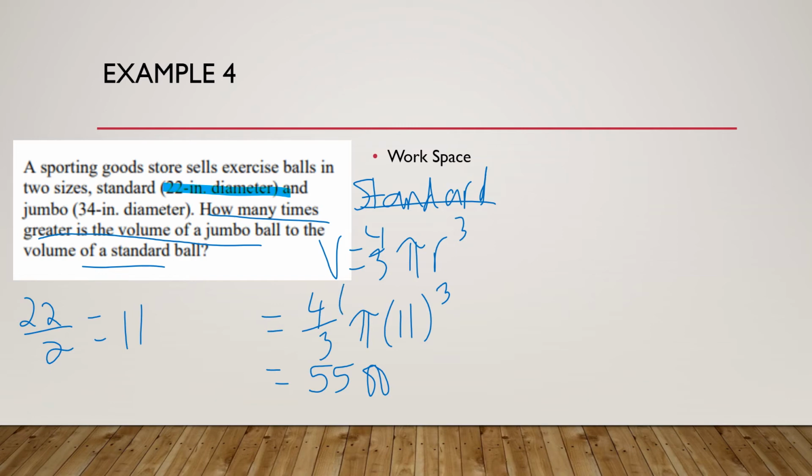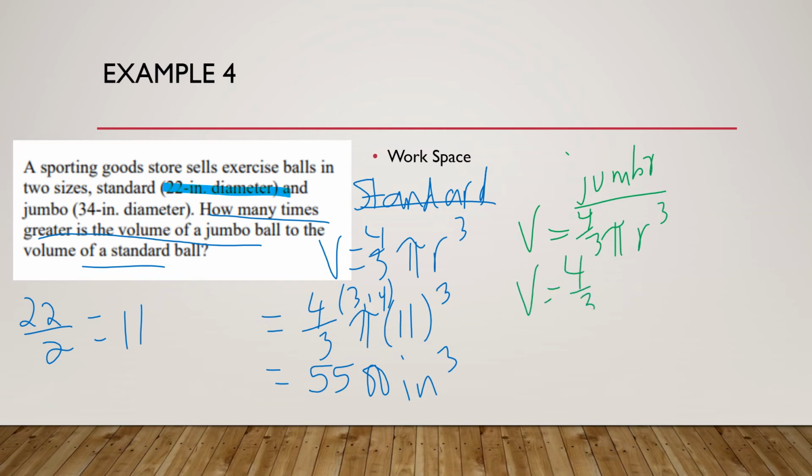Especially if we take our pi and convert it to 3.14, and that would be inches cubed. If we take our jumbo ball, again, volume is 4/3 pi r cubed. So we have 4/3 pi. You can think of it as 3.14.